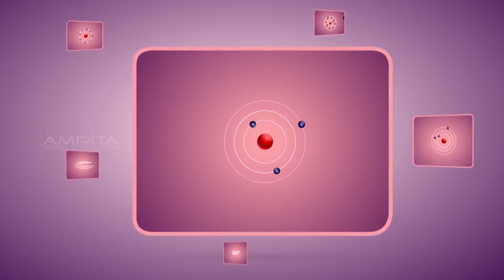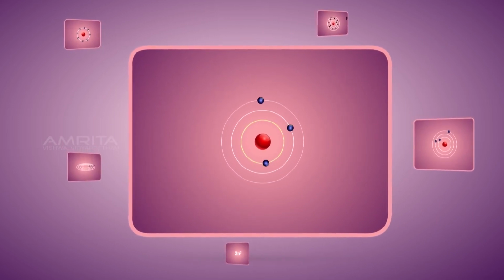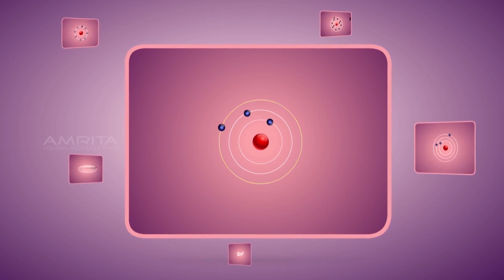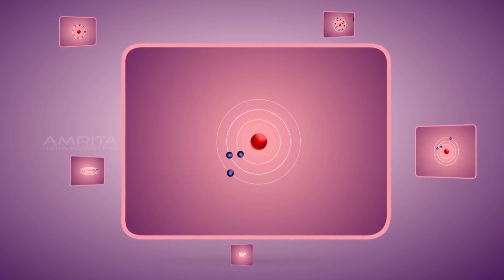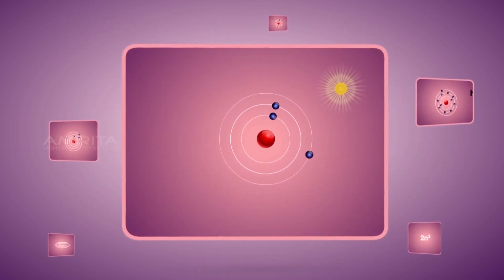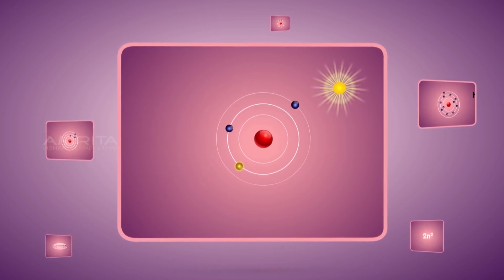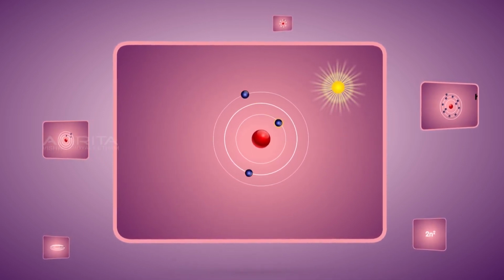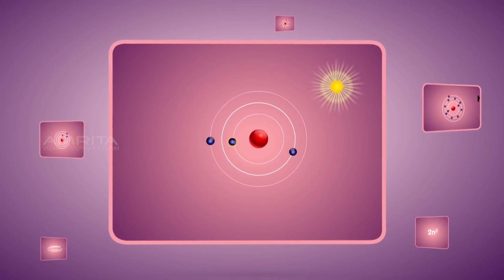The orbit closest to the nucleus has minimum energy and the orbit farthest has maximum energy. Electrons are excited to the higher energy levels by absorbing energy and return to the lower energy levels by radiating energy.